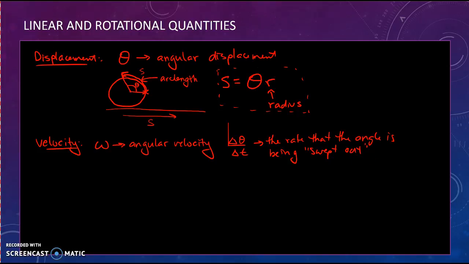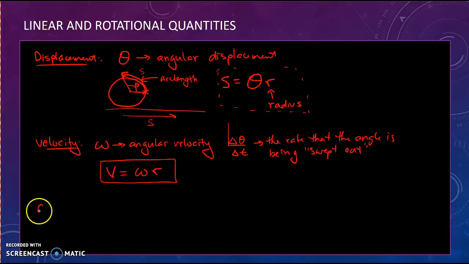This will be essentially how fast it is spinning, and you can relate this to the linear velocity, essentially how fast this dot is moving translationally around the circumference. That is going to be omega r. So again, we can get the linear quantity if we take the angular quantity and multiply it by the radius, as long as we use radians for this. I want to emphasize that.